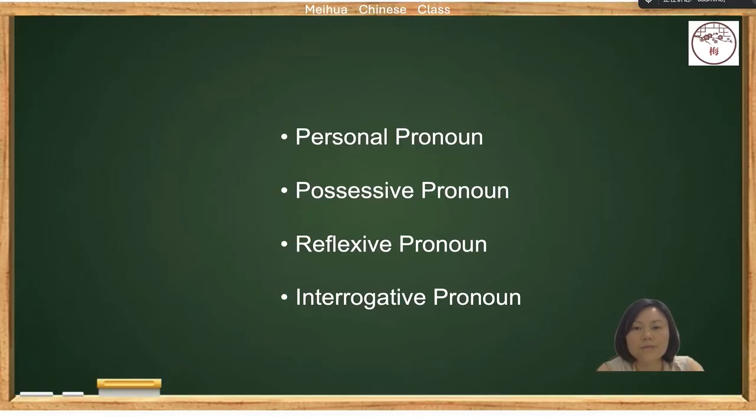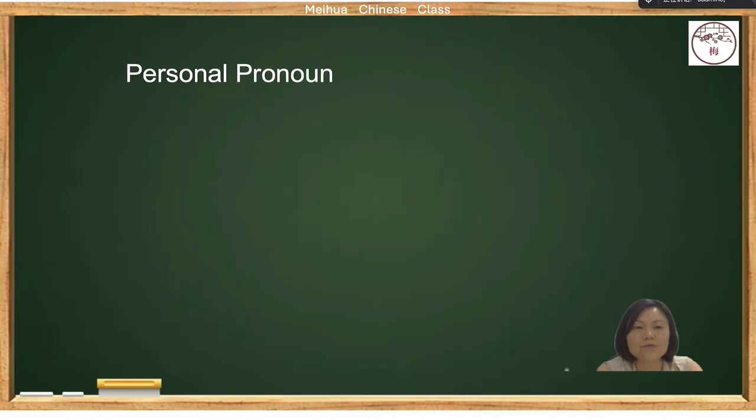Next is about pronouns. For pronouns, I want to explain in 4 types because the differences between Chinese pronouns and English pronouns are quite a lot, and they are all very important. So let's first look at the first type, personal pronouns, which means the pronouns that refer to people, right? Person, human.